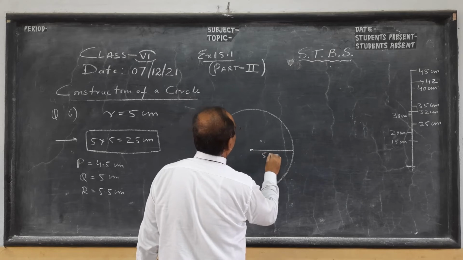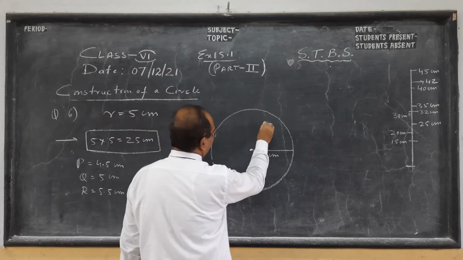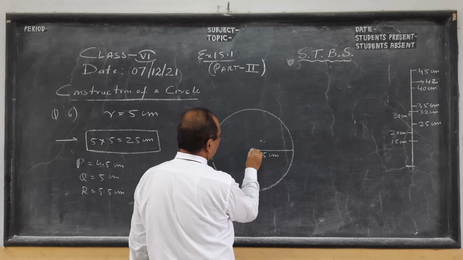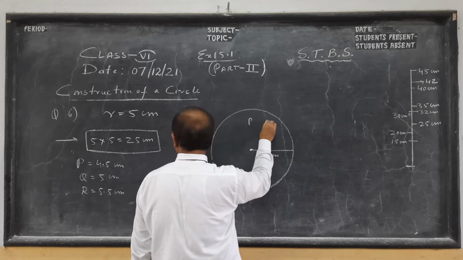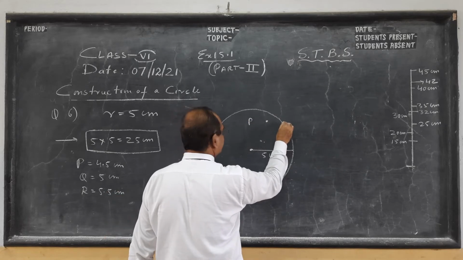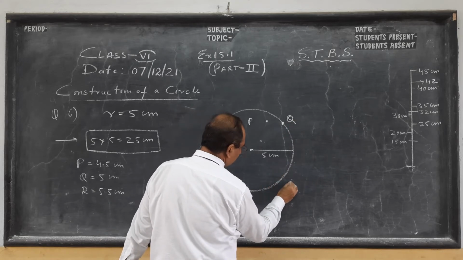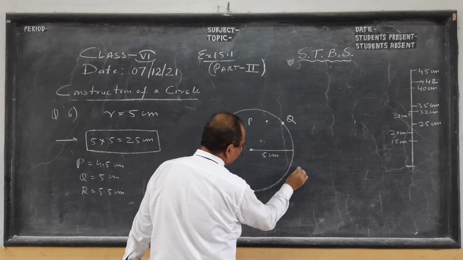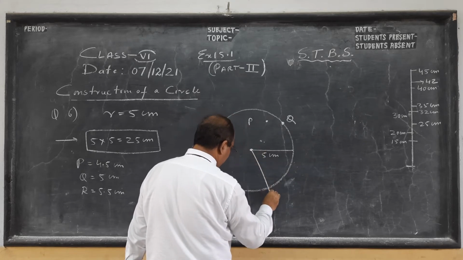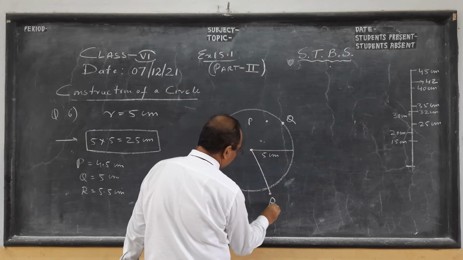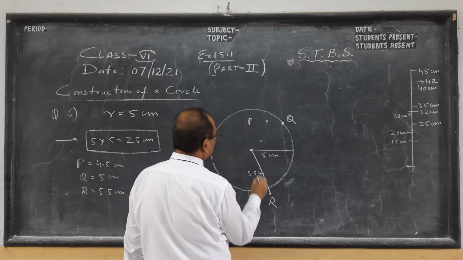Now the question is, P is a point which is at 4.5. So if this is 5, then 4.5 will be somewhere here, point P. Q is at 5 and R is at 5.5. So this is R. R is to the exterior of the circle.